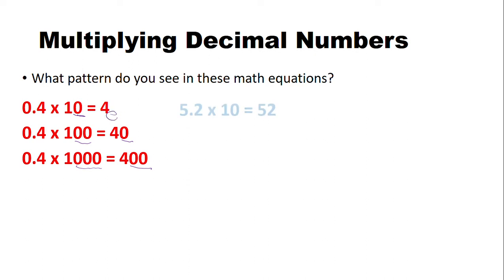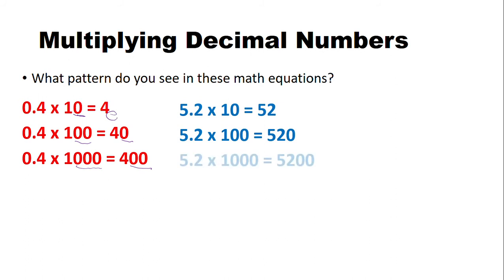Okay, let's try a decimal number with a whole number. If I put this in a calculator, or if I had enough blocks, I would find that 5.2 times 10 is 52, 5.2 times 100 is 520, and 5.2 times 1,000 is 5,200. So again, I'm not seeing any 0 in this one, but I see 1 here. There's 2, and 3 there, and 2 here.